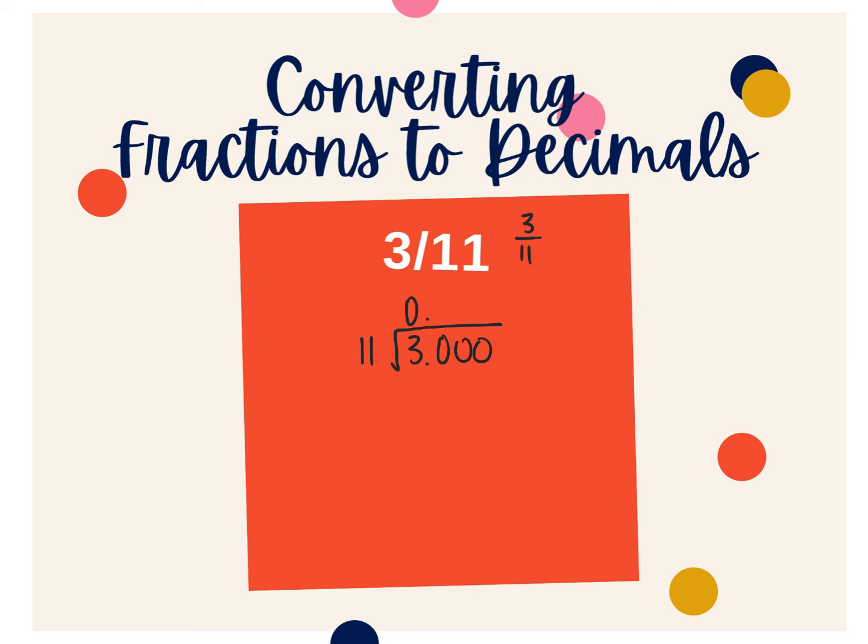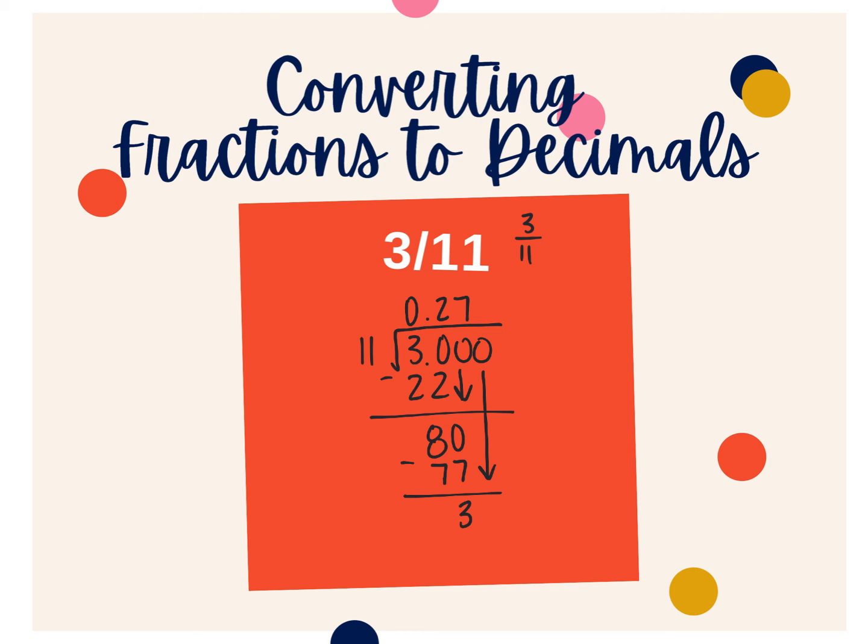Does 11 then go into 30? Yes, it does. 11 goes into 30 2 times, which gives us 22. And now we're at the step where we subtract. 30 minus 22 gives us 8. Bring down a 0. Every single time you have subtracted, you should be bringing down a 0. The question then is, how many times does 11 go into 80? It goes in 7 times, which gives us 77. We subtract and we get a 3.